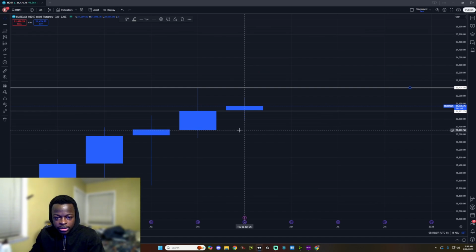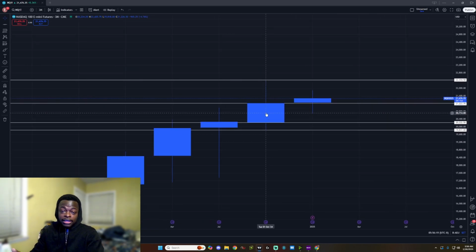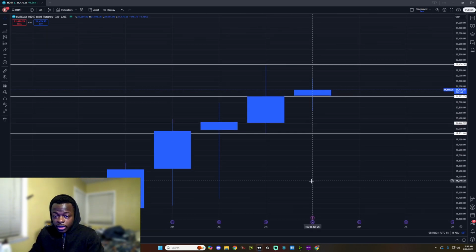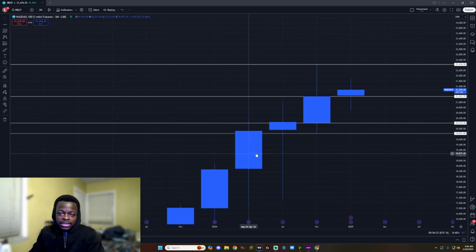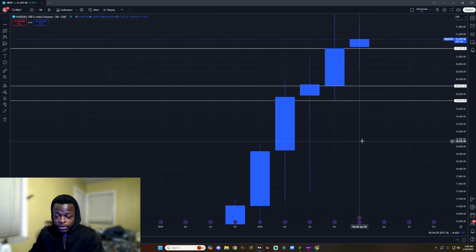Mark the open, which is about right here, Alt H, and then mark the bottom of the wick. And boom, as you can see, I did that for one of the candlesticks. You want to do this for the past 3, so you can have the most recent and updated levels on your chart. And you want to do this at least, I say, once a week.